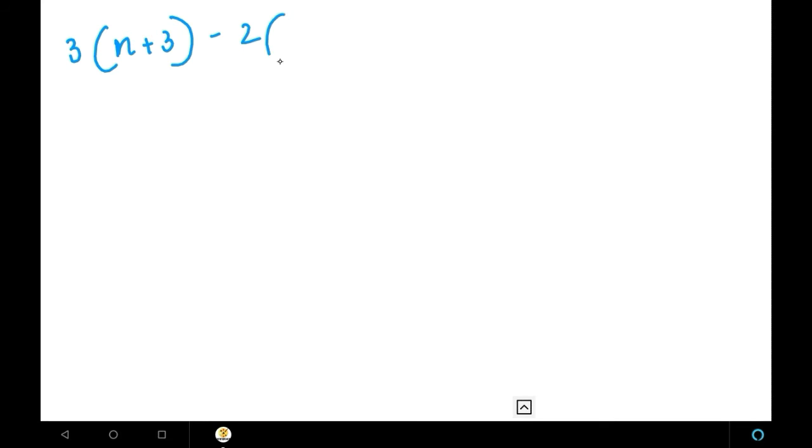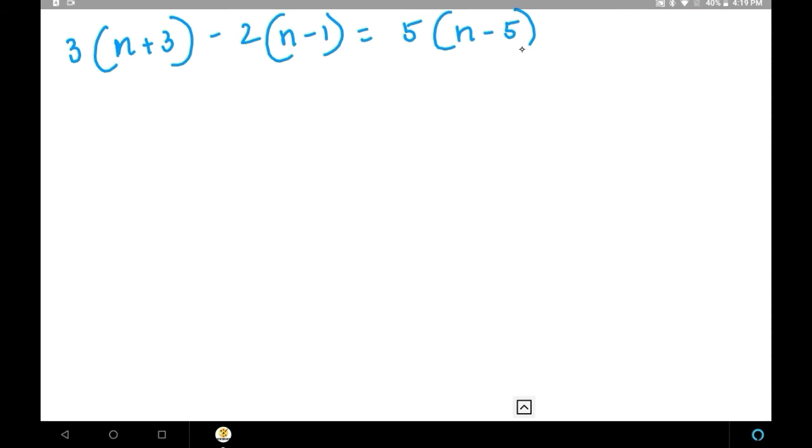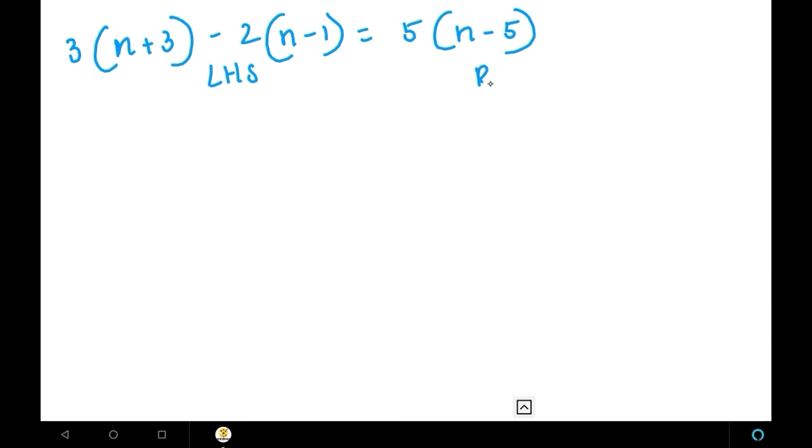Here are the problems on linear equation. 3 into n plus 3 minus 2 into n minus 1 is equal to 5 into n minus 5. So let's name it. This is LHS. This is RHS.